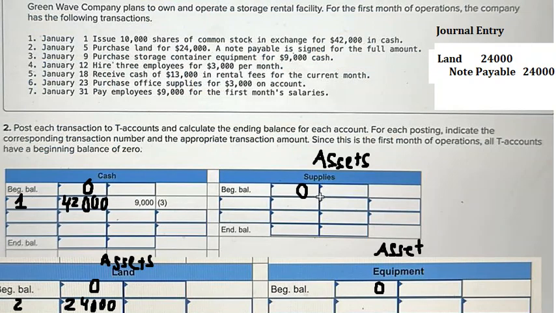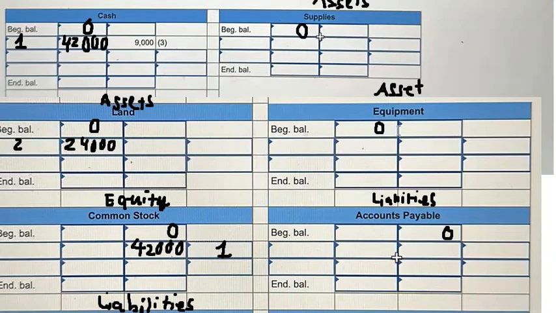Now let's go to number 3. We purchase the equipment, that's 9,000 for cash. So in this one, we got equipment, but we need to reduce the cash because we just purchased by cash. That's why we have 9,000 in number 3 here. And equipment, that should be in this location here. So we have number 3.